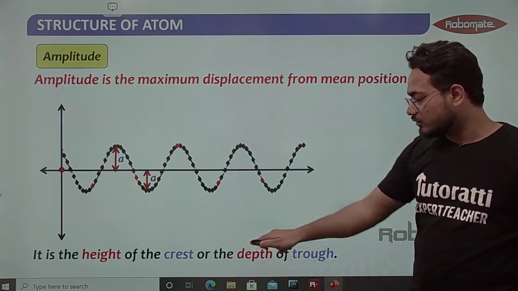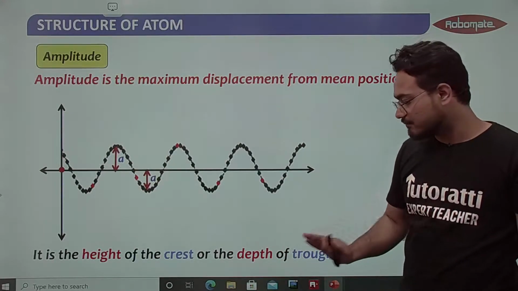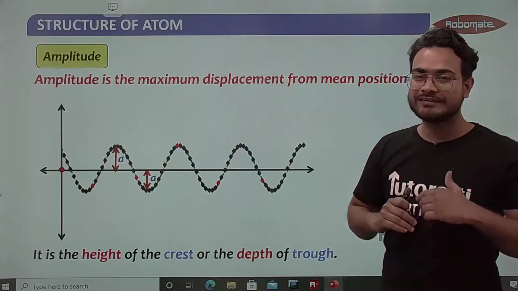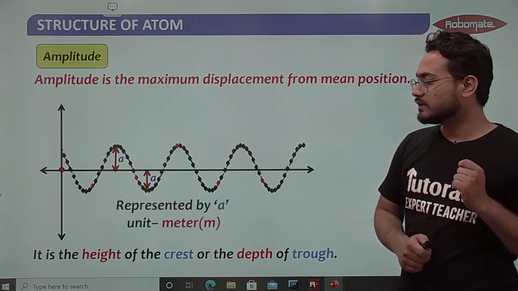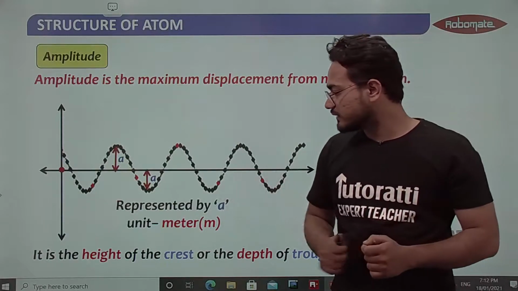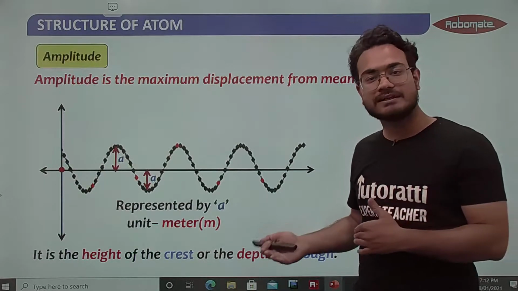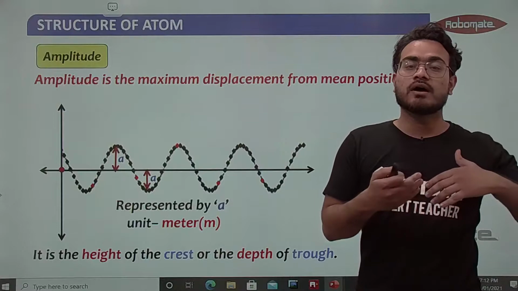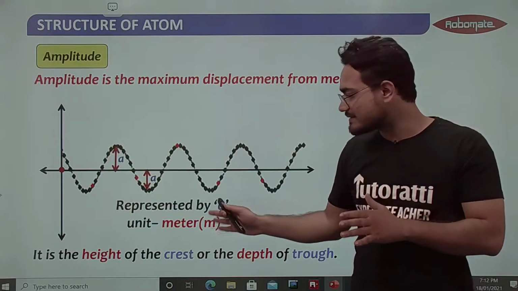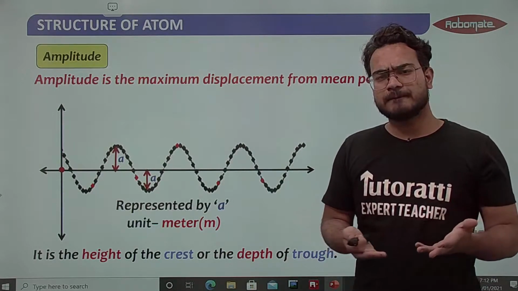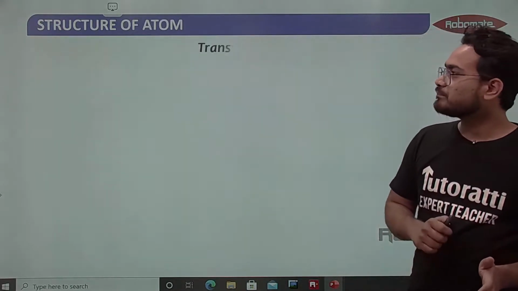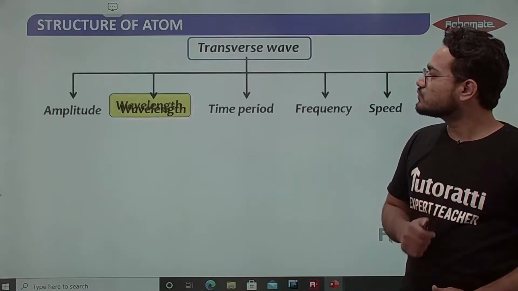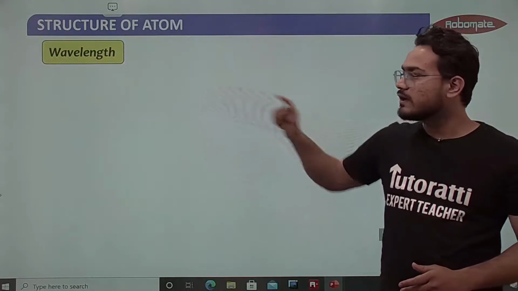The height of the crest and the depth of the trough will be called amplitude. Amplitude can be measured in meters. Generally the wave is very small, so it is measured in nanometer, picometer, anything. Okay, transverse wave. The second point is wavelength.